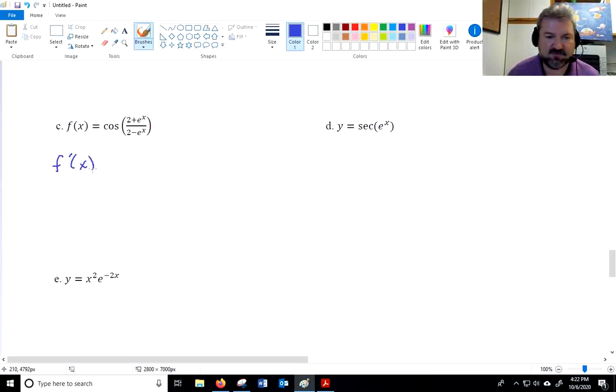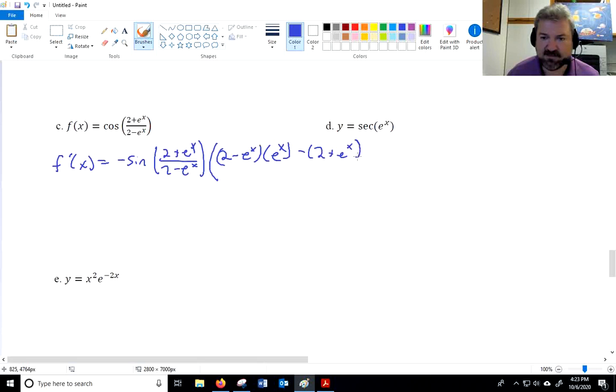F prime of x. The derivative of cosine u is negative sine u times u prime. So for u prime, I'm going to have to use the quotient rule. So it's low, d high. The derivative of 2 is 0. Derivative of e to the x is e to the x. Minus high, d low, the derivative of 2 minus e to the x is negative e to the x, all over low, low. And that's it.